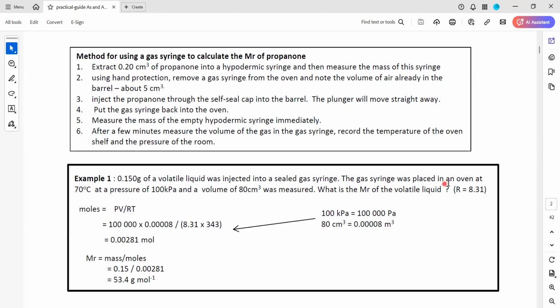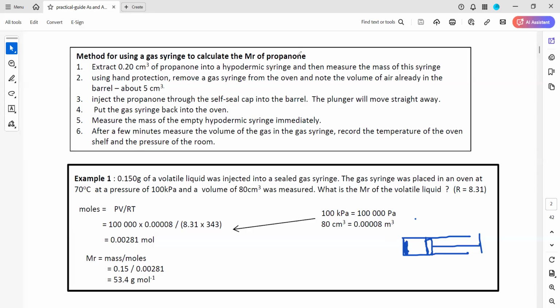The gas syringe was placed in an oven at around 70 degrees centigrade and a pressure of about 100,000 Pascal. The volume of 80 cm3 was measured in the gas syringe. What is the molar mass of the volatile liquid? You can also do this experiment if you have a volatile liquid. We simply have a gas syringe, and we place a volatile liquid in the gas syringe.